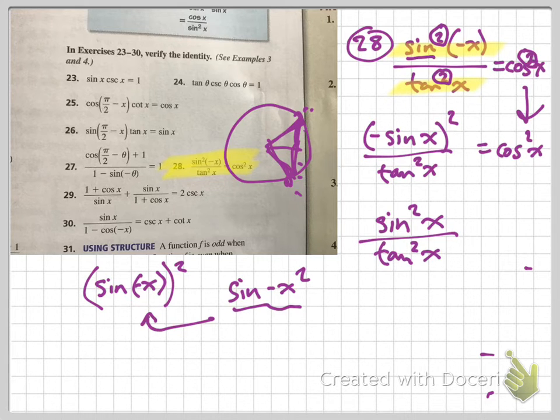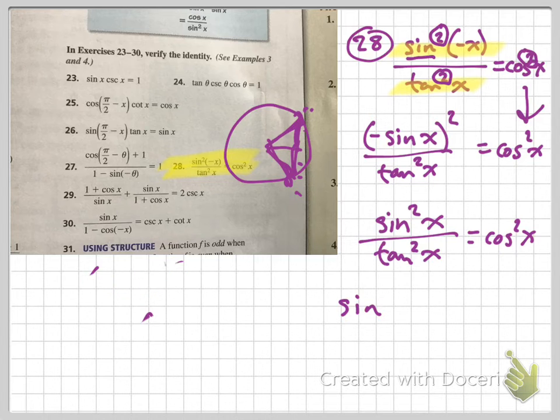So what you may now think about in terms of tangent is that tangent, when it's in the denominator like this, is one of our reciprocal identities. Instead of writing it as tangent squared in the denominator, we could write it as cotangent squared. So instead of sine squared divided by tan squared, let me erase this so we don't get confused, we could rewrite it as multiplying by its reciprocal. So I could do sine squared of x times cotangent squared of x.